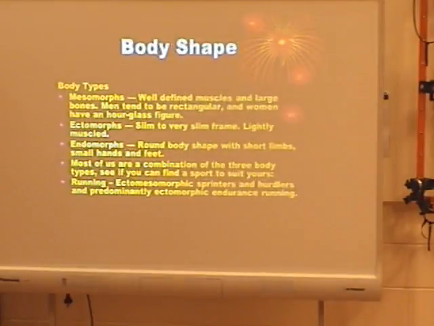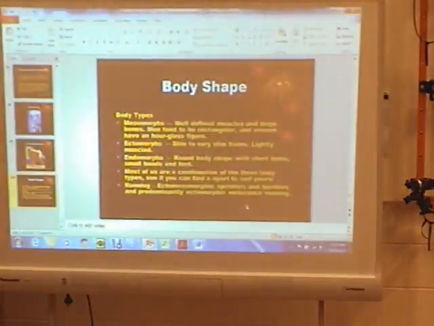This is just, again, a summary of mesomorphs being well-defined with large bones and a rectangular shape, ectomorphs being slim to very slim and lightly muscled, and endomorphs having a round body shape and short limbs. You are a combination of all three, and you have to try to figure out where you want to go with that. And so that would be the end of the lecture.